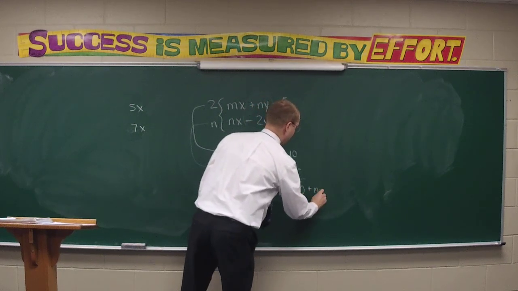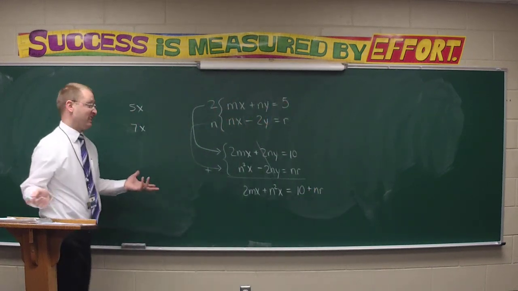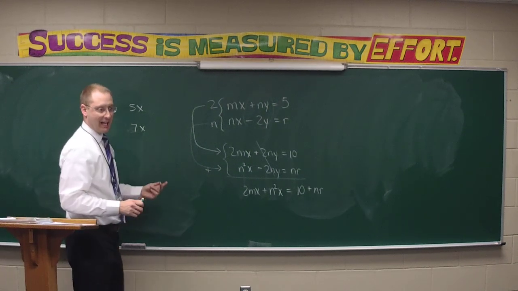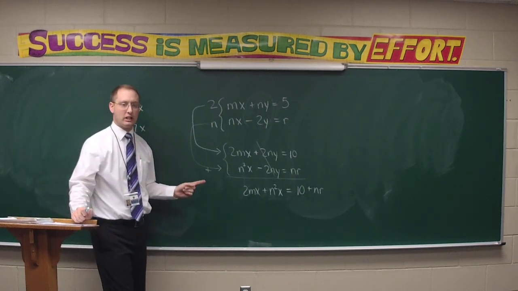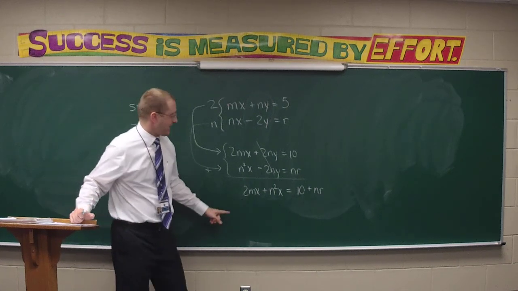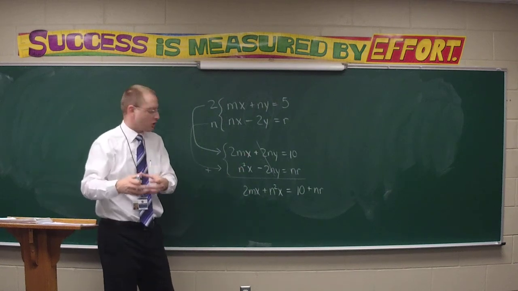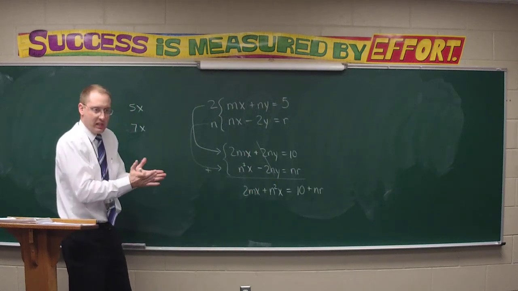10 plus n r. It's not pretty. I told you it's going to be real ugly. Now here's the deal. You've got to solve for x. It's been a little while since we solved literal equations. But I can't solve for x if there's 2 of them. Normally we combine like terms, but I don't have like terms. They don't combine to a single x.